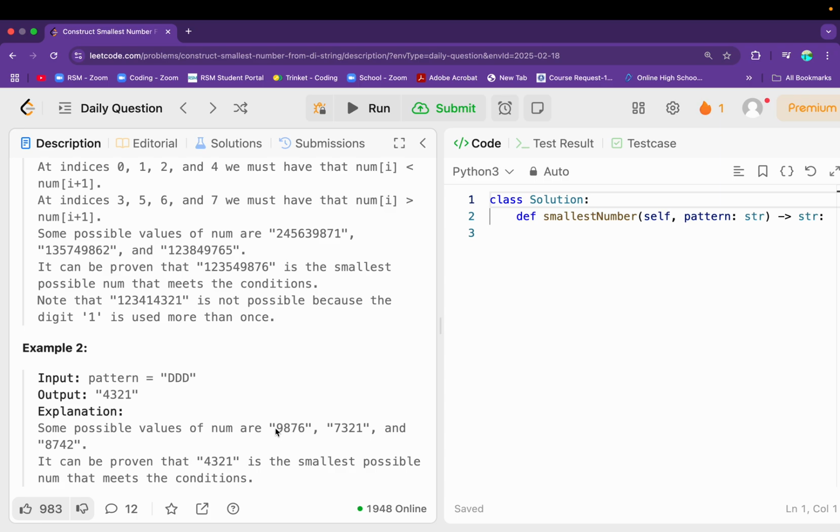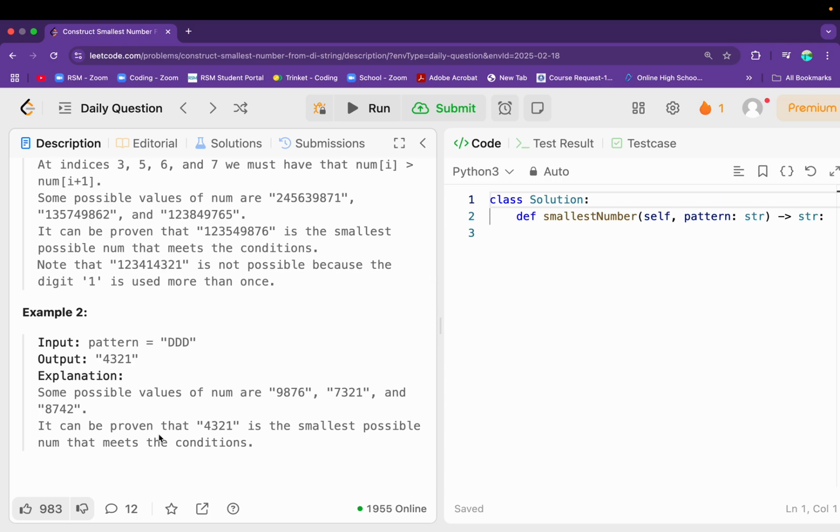All the values in these other possible combinations have larger integers, which don't make them lexicographically small, at least relative to this output, right? And that is going to be the smallest lexicographically possible number that still meets these conditions of having 3 decreasing values in the input string pattern.